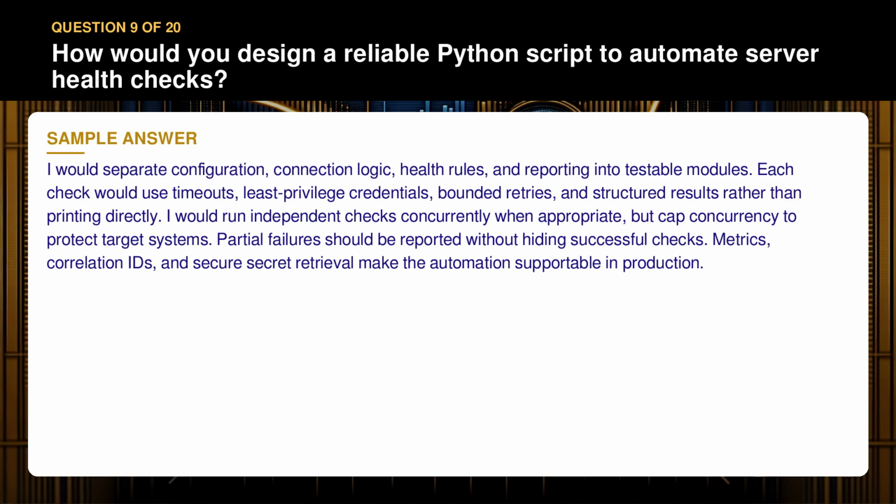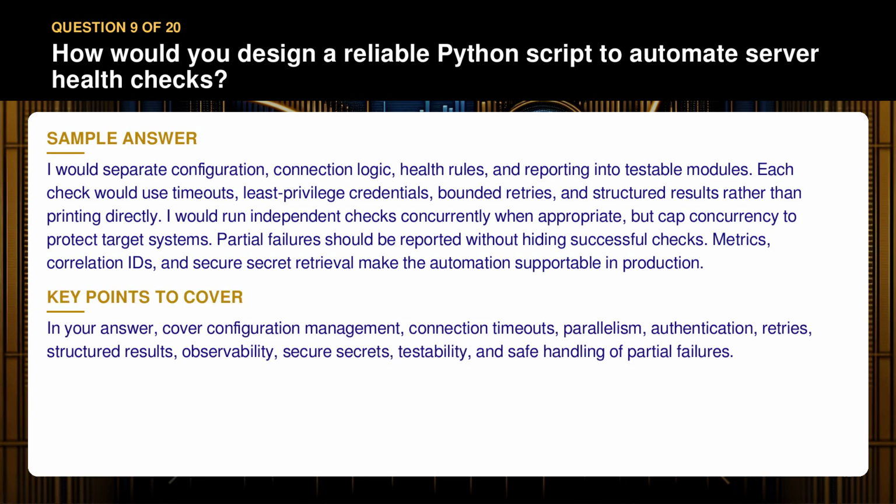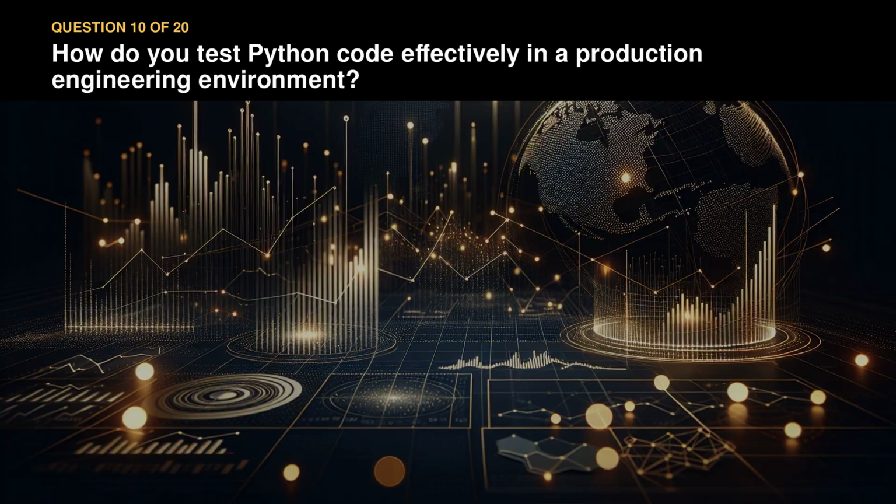Metrics, correlation IDs, and secure secret retrieval make the automation supportable in production. In your answer, cover configuration management, connection timeouts, parallelism, authentication, retries, structured results, observability, secure secrets, testability, and safe handling of partial failures.